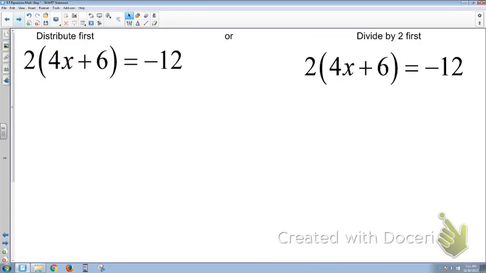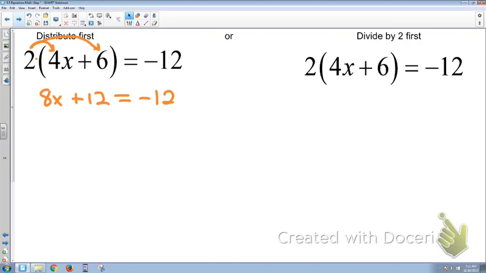The last one I wanted to show you is this. Again, you're going to see a few of them like this on your quiz, and if you ever see this, you could undo the 2, but how about we just distribute first? It seems so much easier. 2 times 4 is 8, so 2 times 4x is 8x. 2 times 6 is 12, and that's just that. Now this just becomes a regular two-step equation.